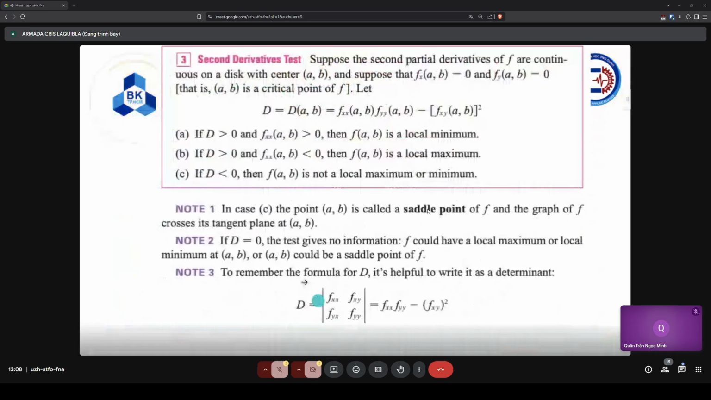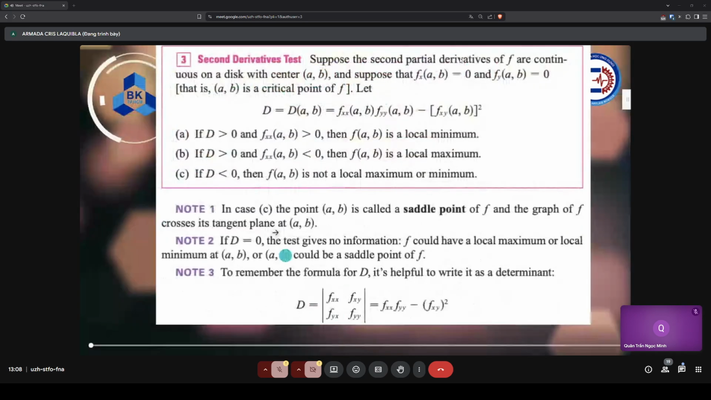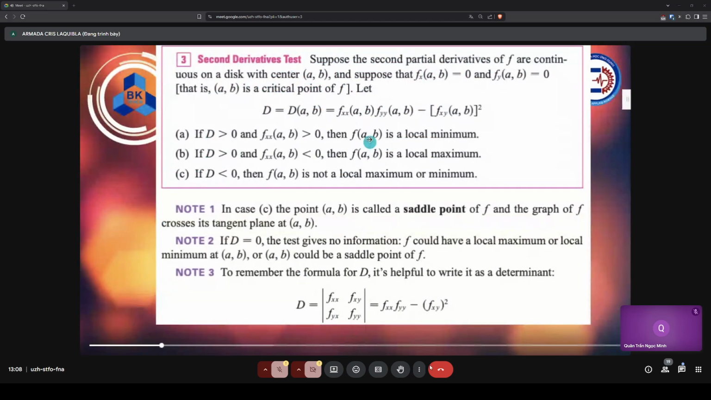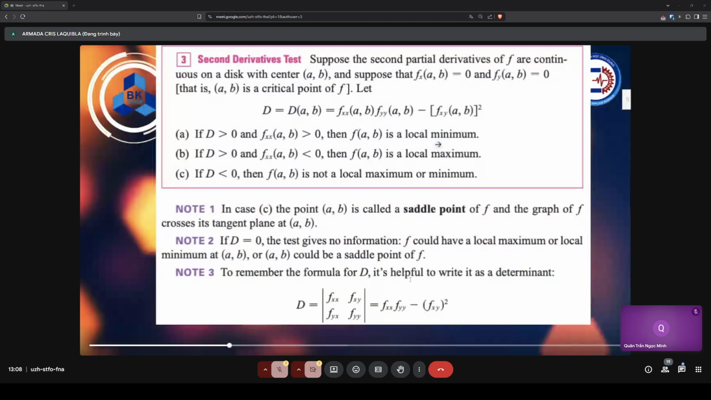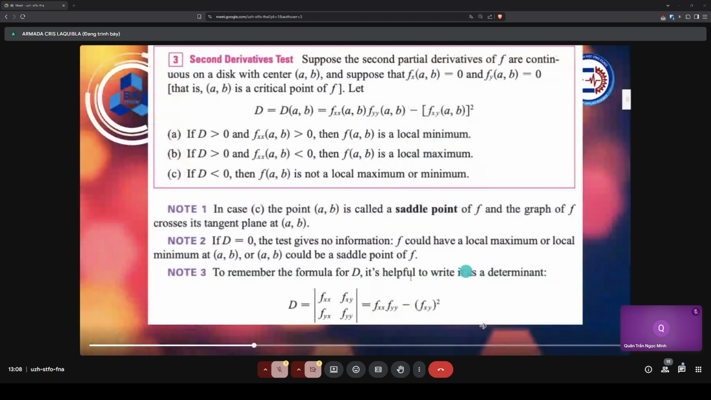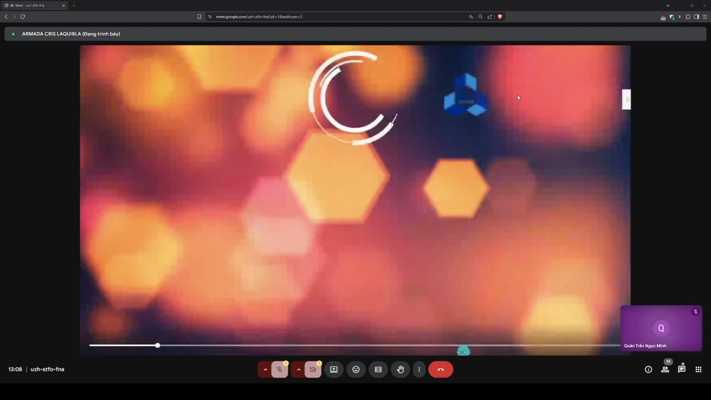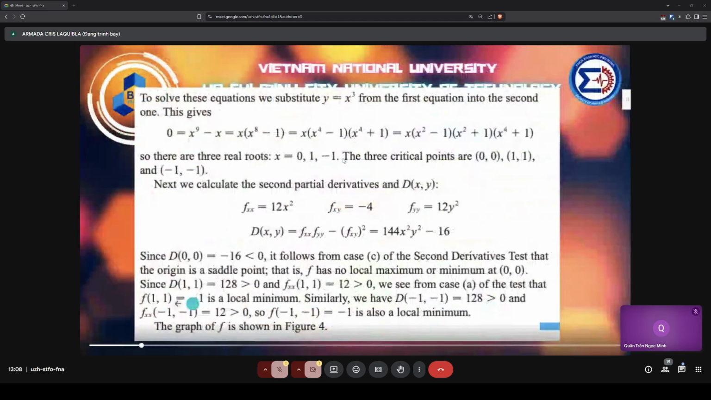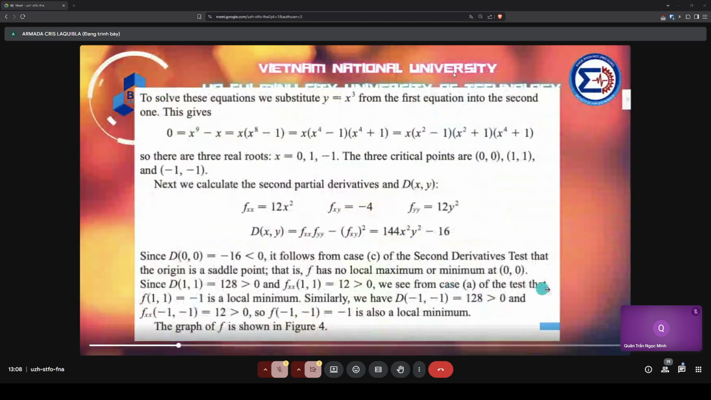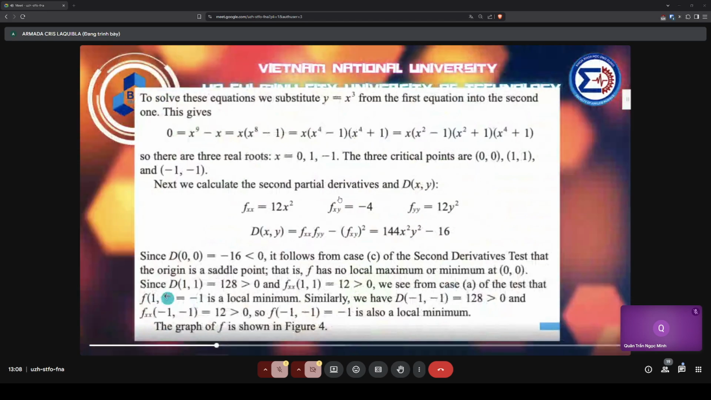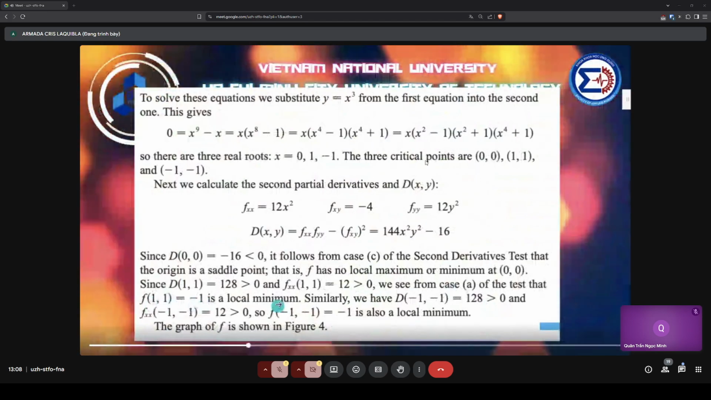Again, we have a result that if they are both positive, so that's letter A, it means that the point there is a local minimum. Okay? And it's here. In case A, the f(1,1) equals -1 is a local minimum.